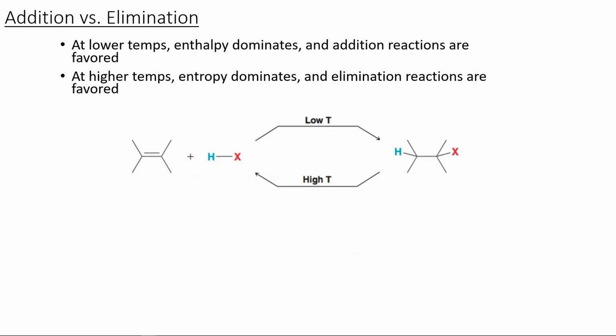So really, the determining factor, if an addition reaction or an elimination reaction will occur, or which side of the equilibrium will be favored, is dependent on the temperature. At low temperatures, addition reactions will be favored, or the right side of the equilibrium, as we see it here. And at high temperatures, it'll go in the opposite direction, where the elimination is favored.